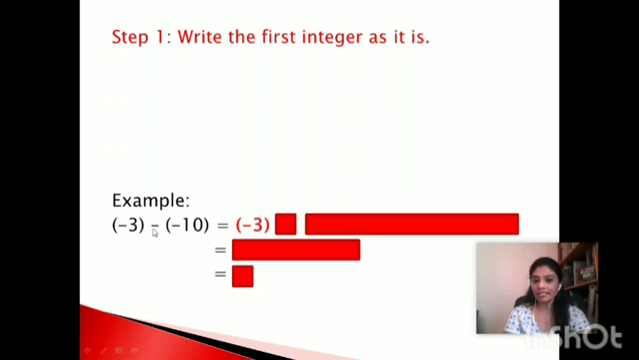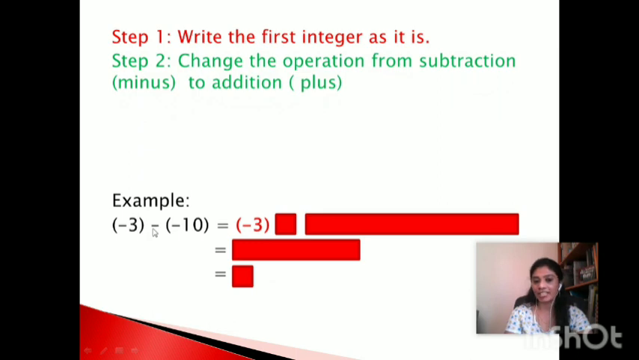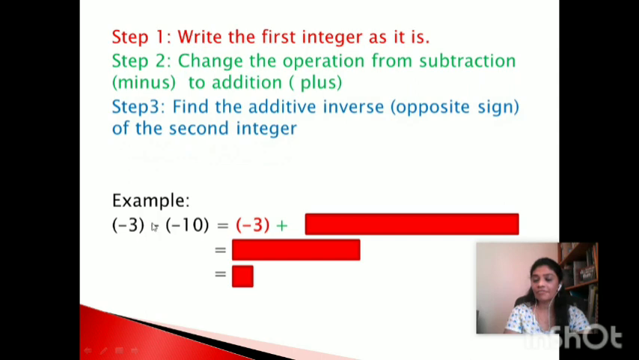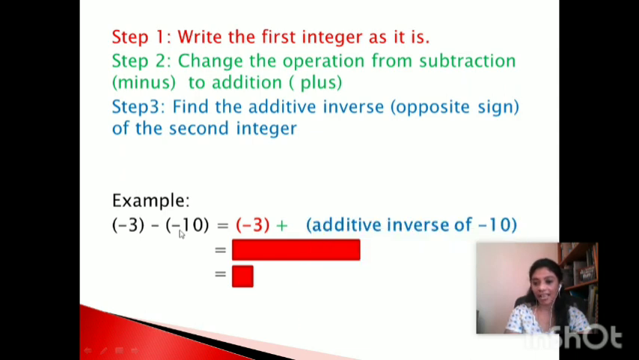Now, change the subtraction symbol to addition. You're going to change the middle symbol from subtraction to addition. Then find the additive inverse of the second integer. When I'm changing the symbol, I need to add the additive inverse of the second integer. So the additive inverse of minus 10 you need to add. The additive inverse of minus 10 is plus 10, right? So minus 3 plus 10.